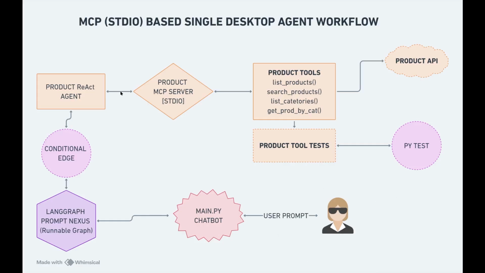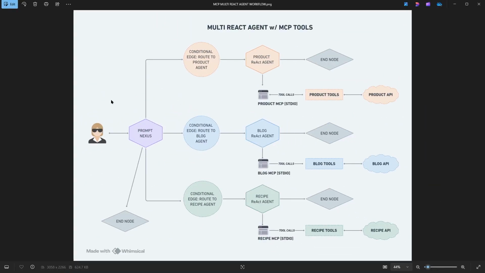And that being said, once this rig is a success, once we have successfully connected one agent, product agent, to our LangGraph, then we move to the next step. All right, so the next step is going to be multi-agent with MCP tools, which pretty much means we now have success adding one agent, product React agent, via conditional edge to our prompt nexus LangGraph. So we kind of have a repetitive structure here: React agent, MCP server, product tools, and product API.